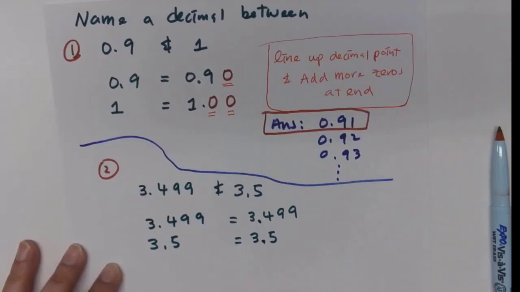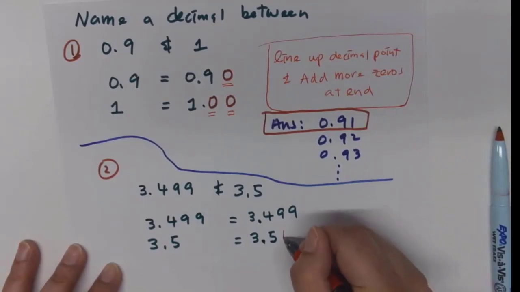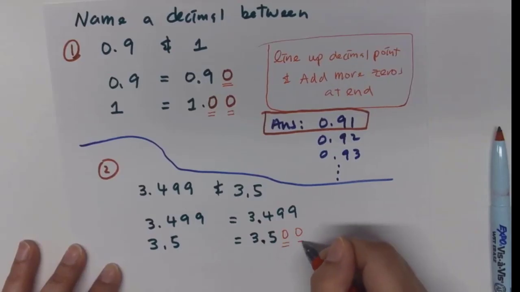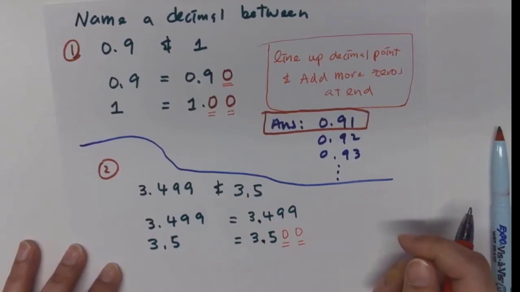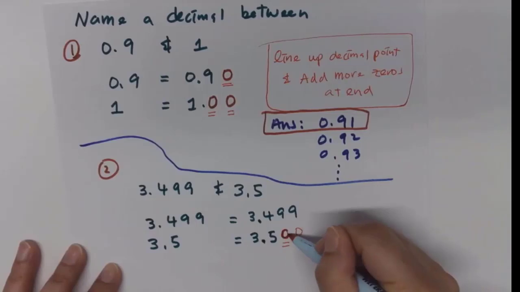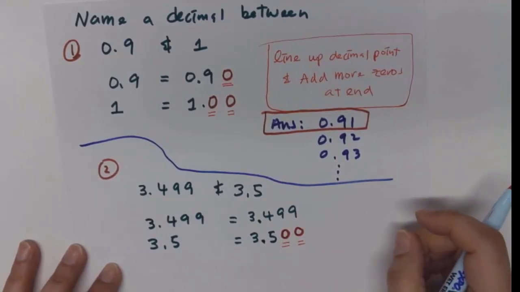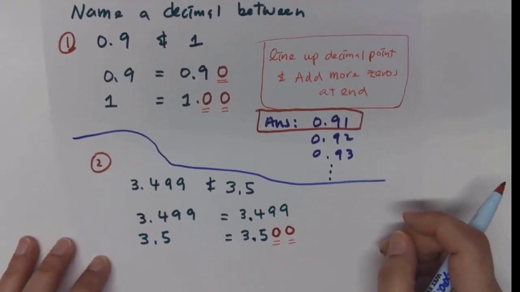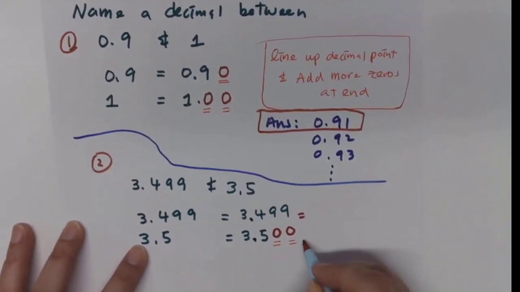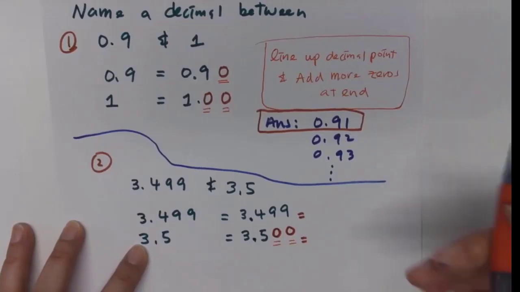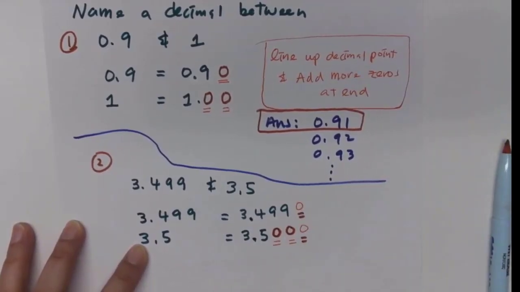Add zeros. So how many zeros? If I add 2 here, I'm going to underline it to show that's what I added. Can I find a number between 499 and 500? Not easily, right? So I should do what? Add one more 0 at the end of both. So now we have more room, right?